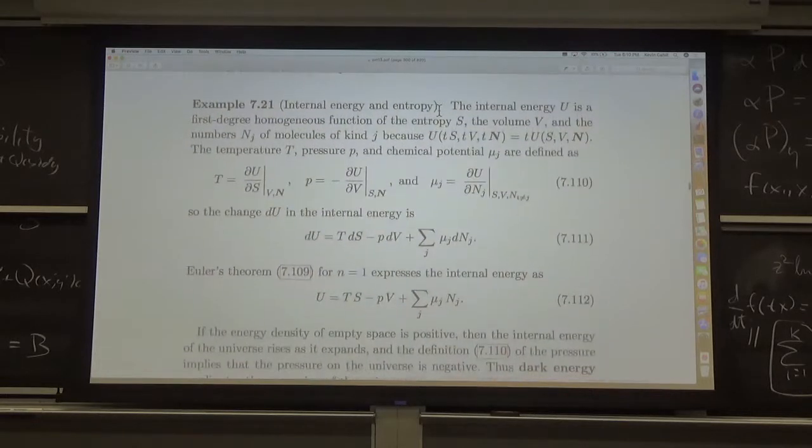There are examples in thermodynamics. The internal energy is evidently a first-degree homogeneous function of things like entropy, volume, and number of molecules of kind j. The reason is that if you increase the number of molecules, the volume, and the entropy, that's sort of like doubling or tripling the system, and consequently the internal energy will be doubled or tripled. And so what you say is that U of Ts, Tv, Tn is T times U of S, V, N.